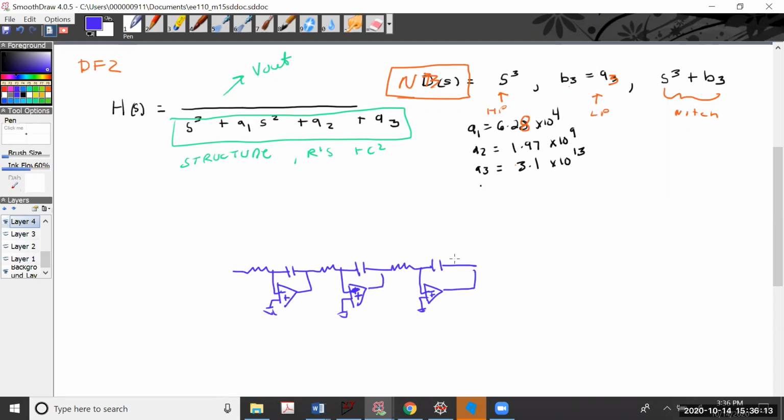Okay, 1, 2, 3 integrators. And I like to call these R1, R2, R3, C, C, C, because I know that I'm going to make all those C's the same, unless I can't do it, then I go back and change it, okay? But that's my first assumption.